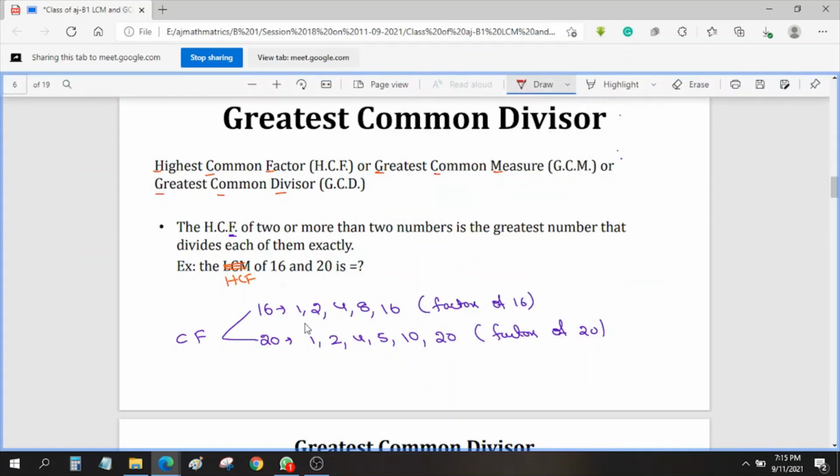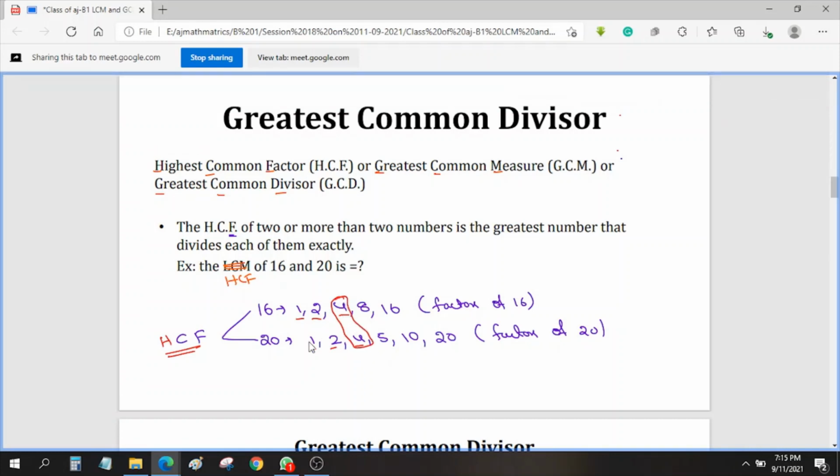That is, 1 is a common factor, 2 is a common factor, 4 is a common factor, and yes, these are all the common factors. Next, the highest common factor. What is the highest common factor? See here, this 4 is the highest common factor of 16 and 20. So the highest common factor of 16 and 20 is 4.